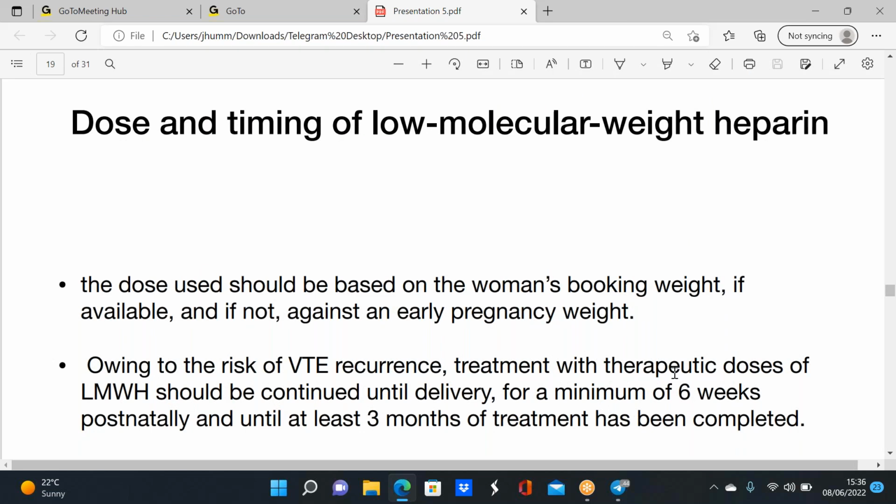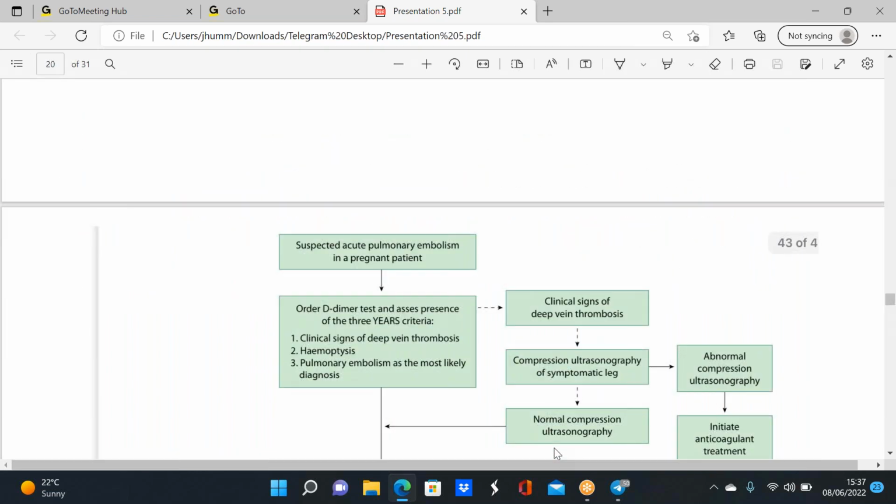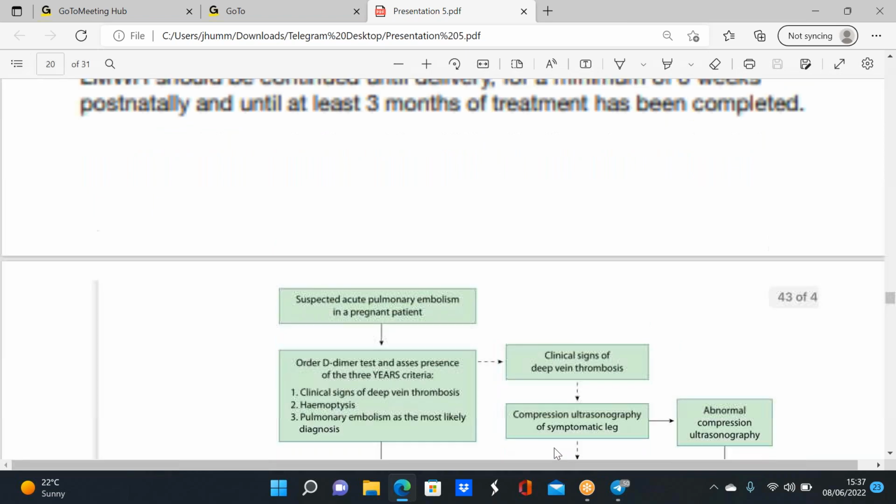So, dose and timing of low molecular weight heparin. The dose we use is according to the woman's booking weight, if available. If booking weight is not available, then we try to find an early pregnancy weight, and we calculate the dose against the early pregnancy weight. And owing to the risk of VTE recurrence, treatment with therapeutic doses of low molecular weight heparin should be continued until delivery, for a minimum of 6 weeks postnatally and until at least 3 months of treatment has been completed. So we are talking about the therapeutic dose, and we have to continue this long.